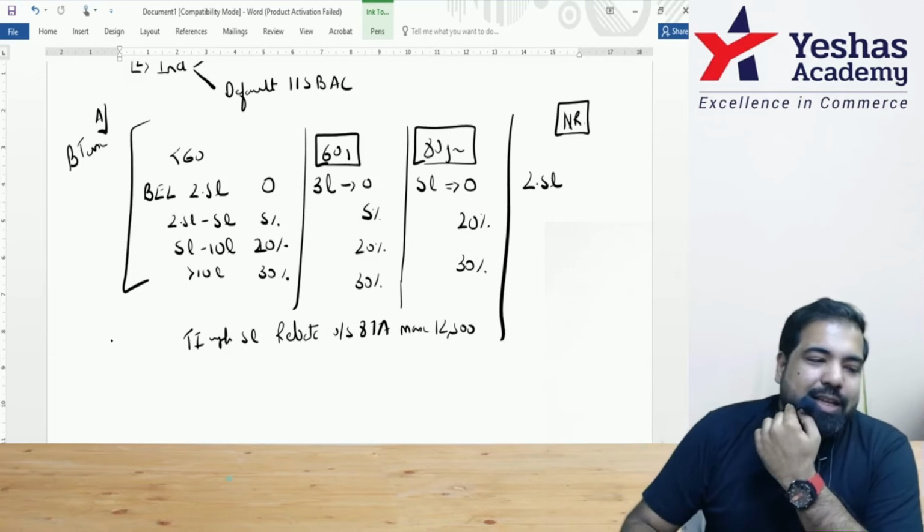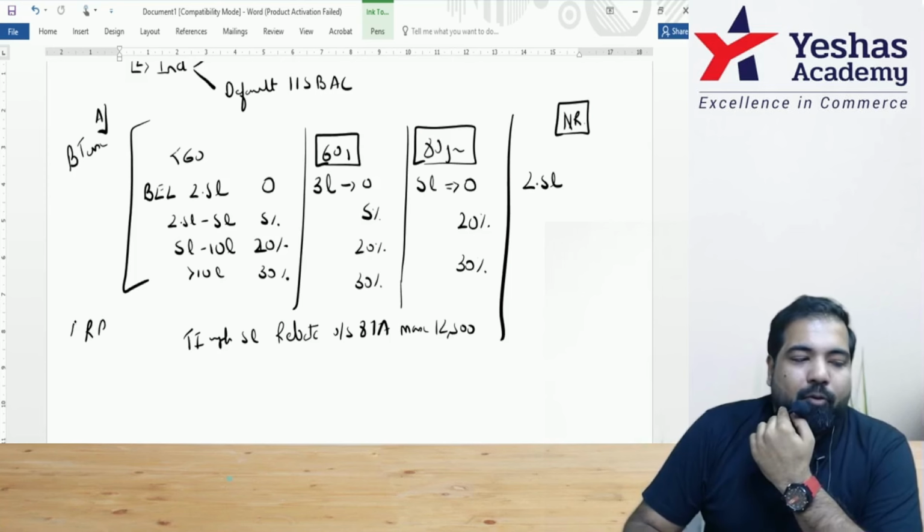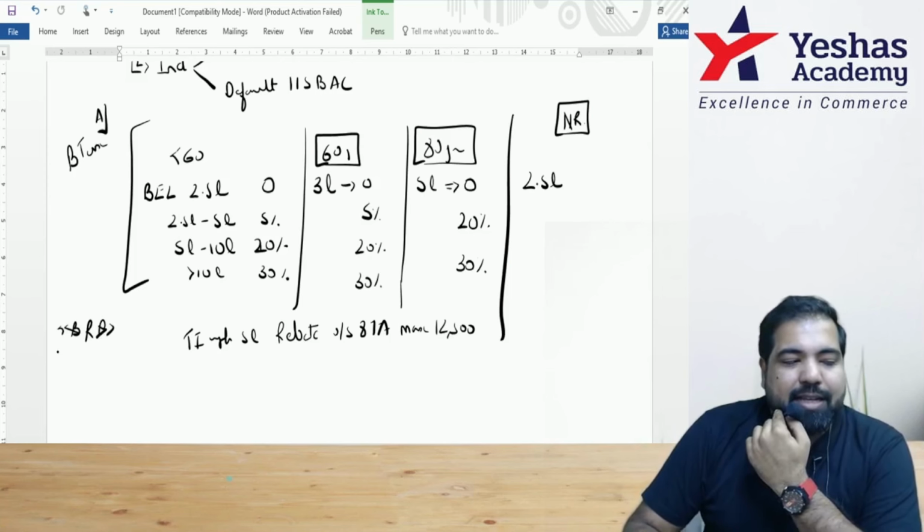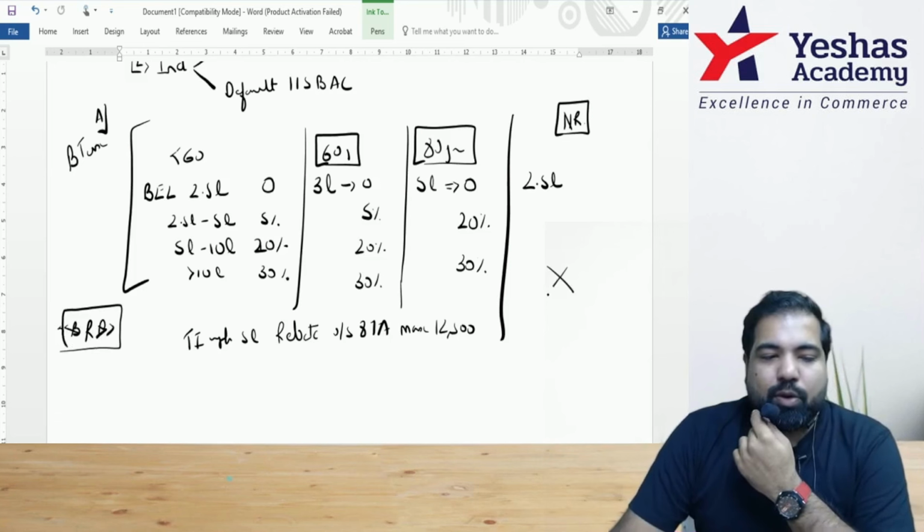Yes. Now, guys, this is called BR. By BR, it's a shortcut: in basic tax, there is rebate. But non-residents will not get any rebate, guys.